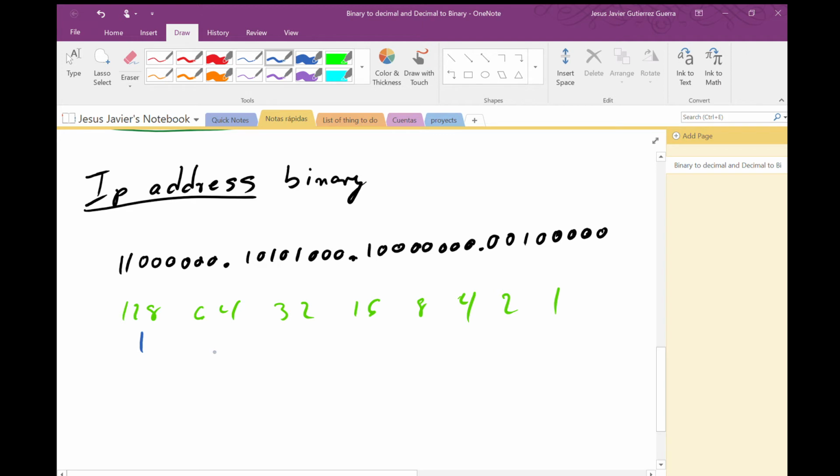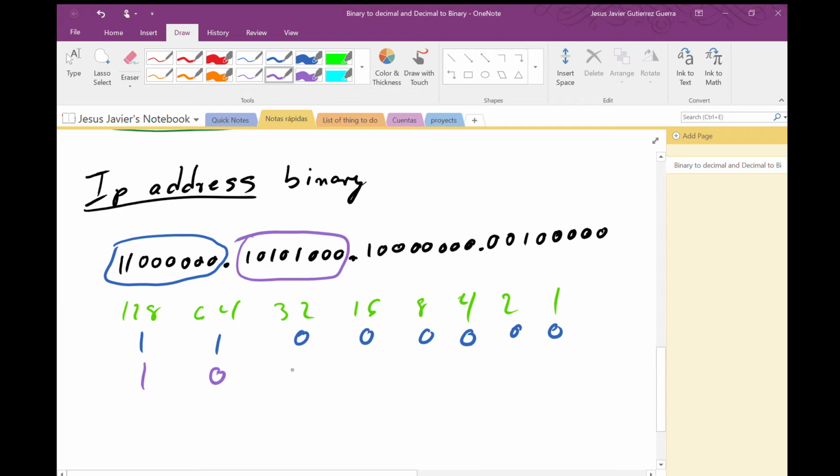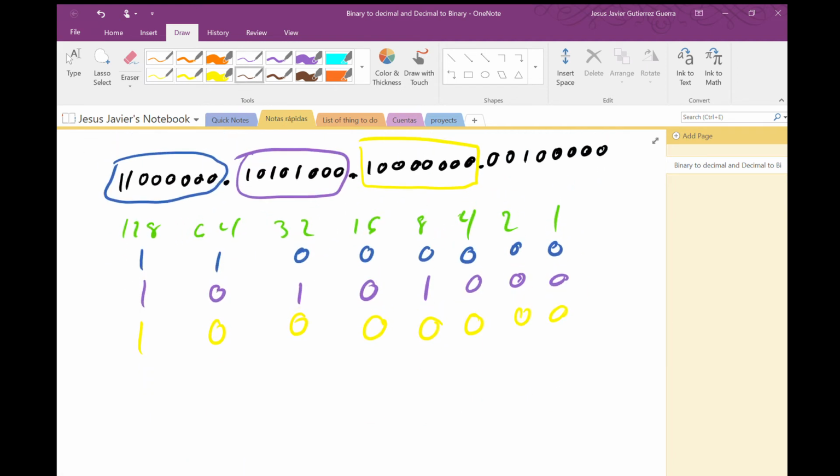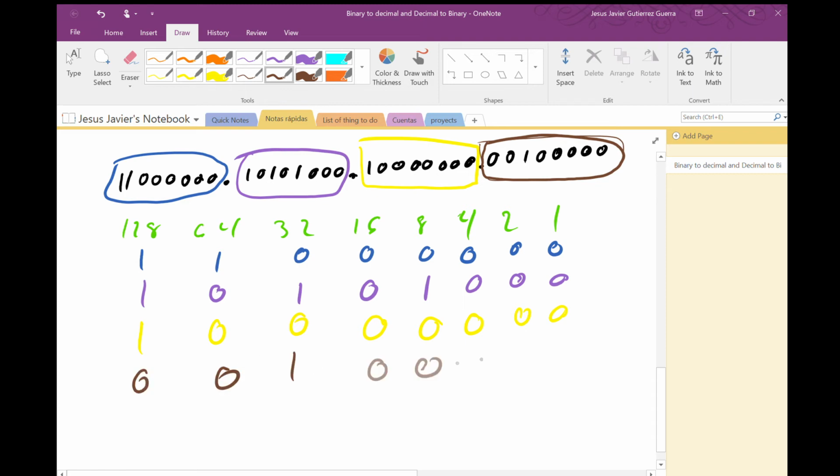We have 1 1 0 0 0 0 0 0, and this is this one over here. And then for this one over here, 1 0 1 0 1 0 0 0, and then for this one over here 1 0 0 0 0 0 0 0, and then for the last one, now we have 0 0 1 0 0 0 0 0.